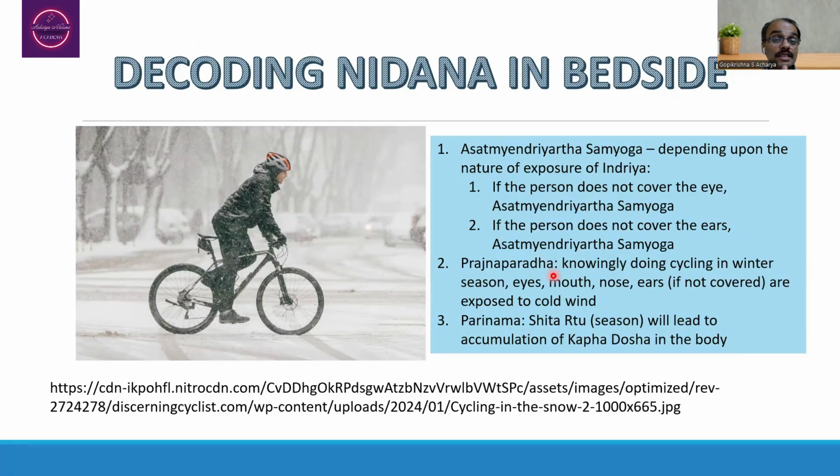When you come to the second set of classification, taking the same example, Asatmendriyartha Samyoga we have to decide depending upon the nature of exposure of the indriya, both jnanendriya as well as karmendriya affliction that may be observed here. Let us take two examples here. If the person is not covering the eyes with glasses or spectacles, then there may be the possibility of Asatmendriyartha Samyoga.